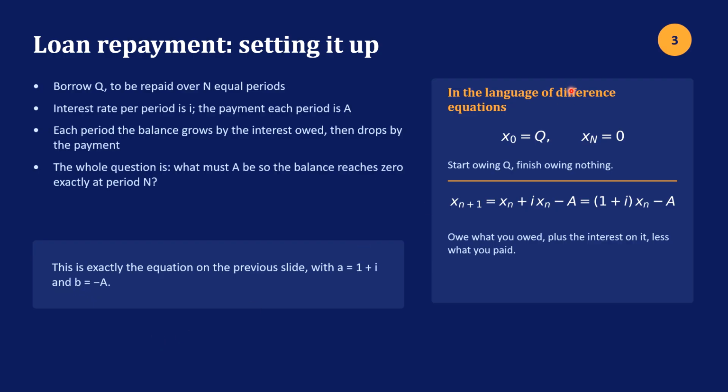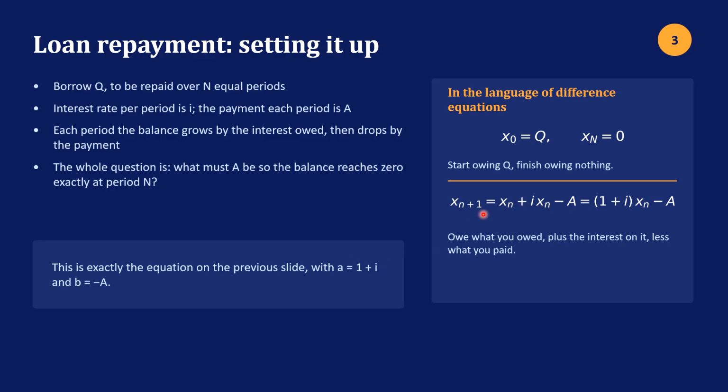So in terms of our equation, x0 is Q, x sub n is 0, so we want to finish by not owing. So this is kind of a downward spiraling series, which we haven't seen yet, but it's quite possible to go down. Of course, we stop after this. You don't keep paying the A after you've already paid off the loan. So this is a finite series. And then a is 1 plus I. We get that from here.